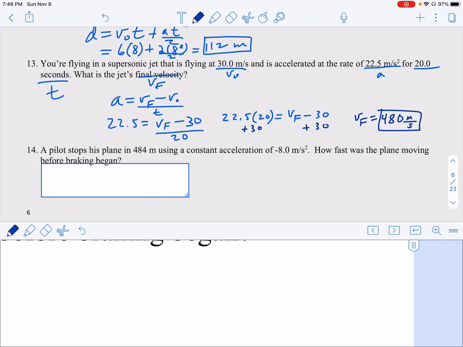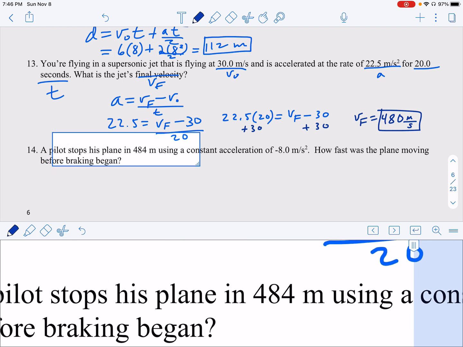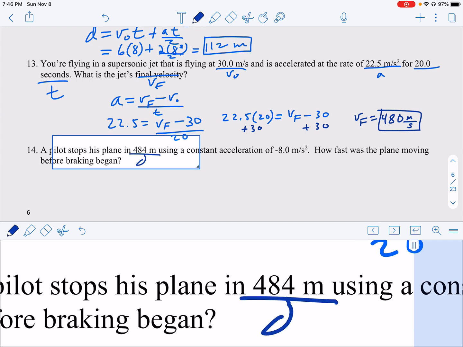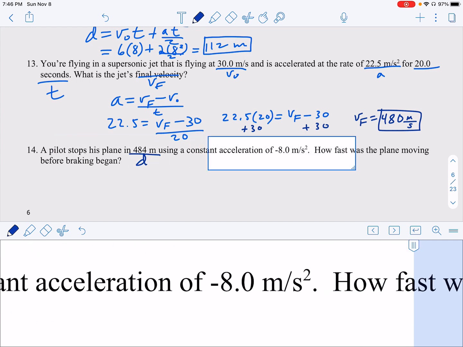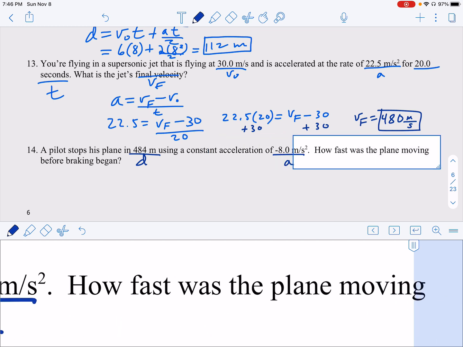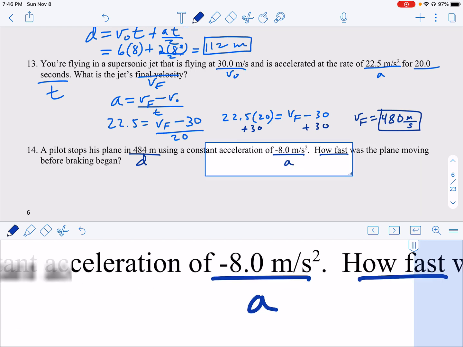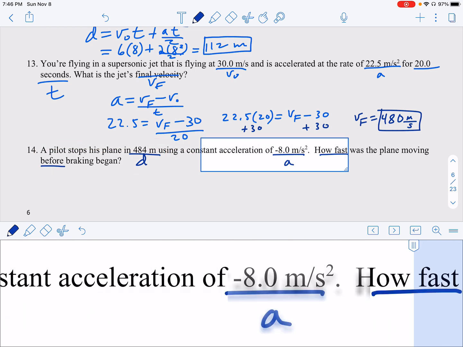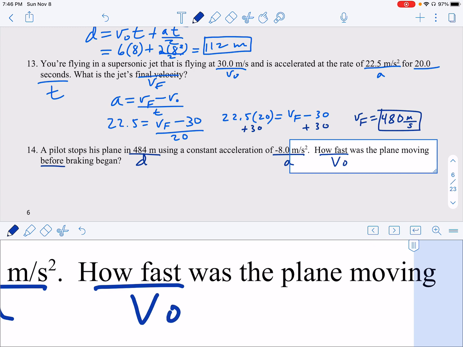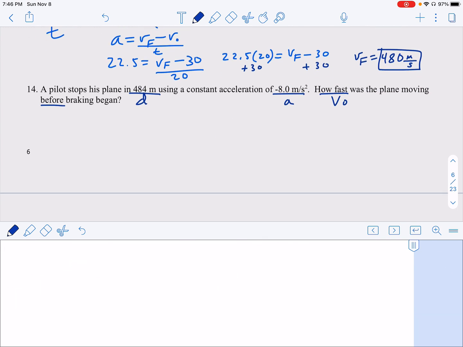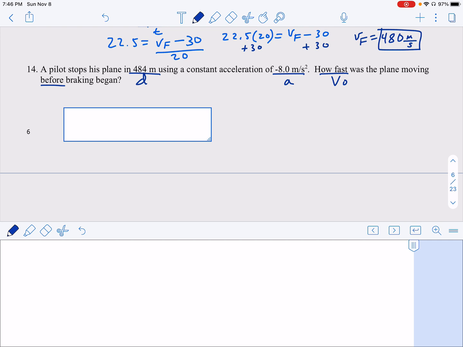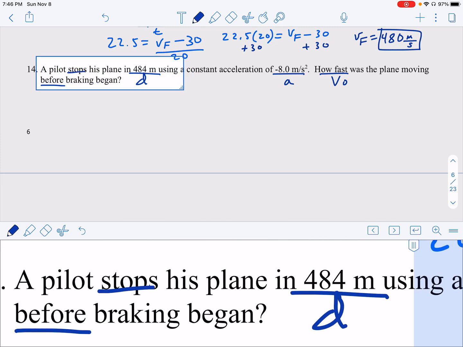The pilot stops his plane in 484 meters. Well, that's displacement. Acceleration is negative 8. How fast was he moving before braking? So that's VO. So I'm going to have to use the equation. I don't have any time here. Oh, here, he stops his plane, so that's VF equals 0.